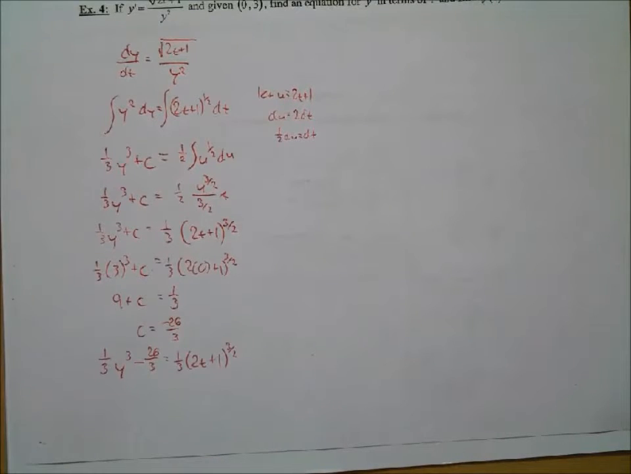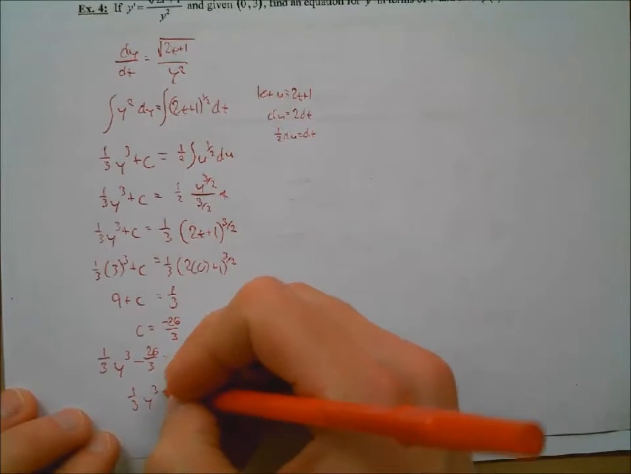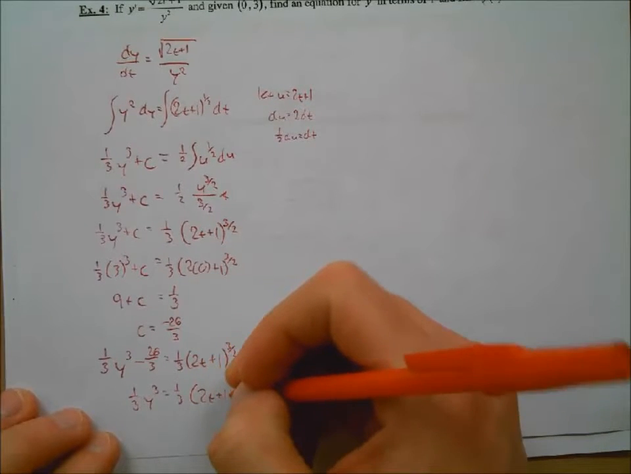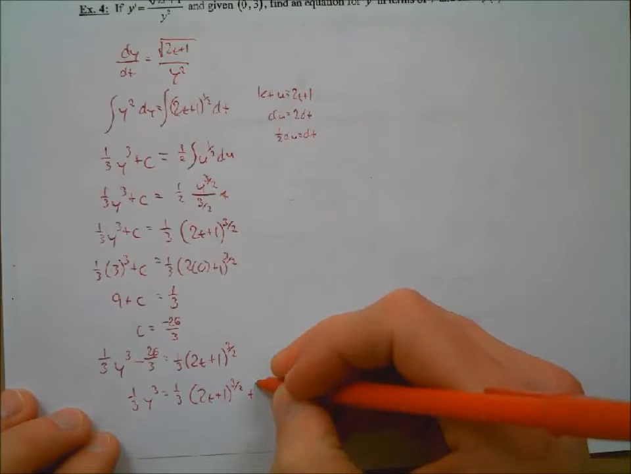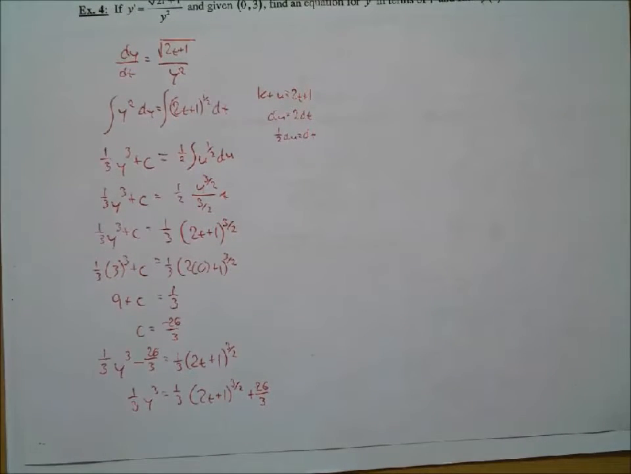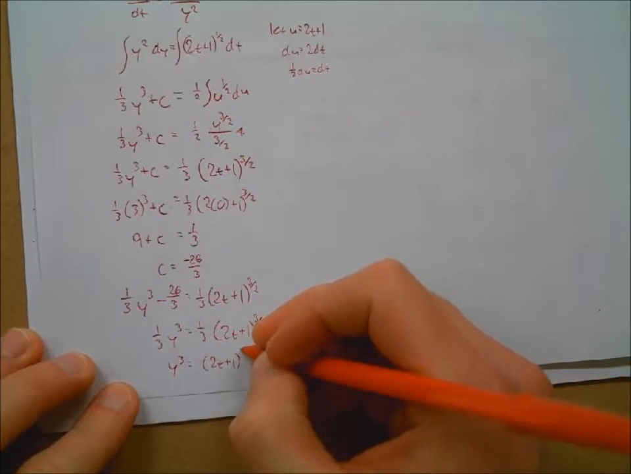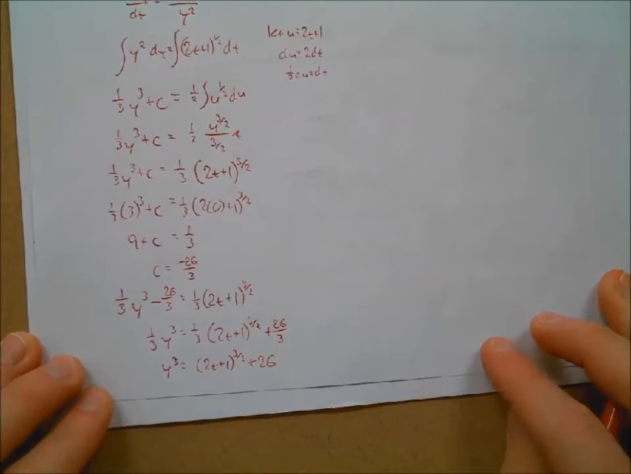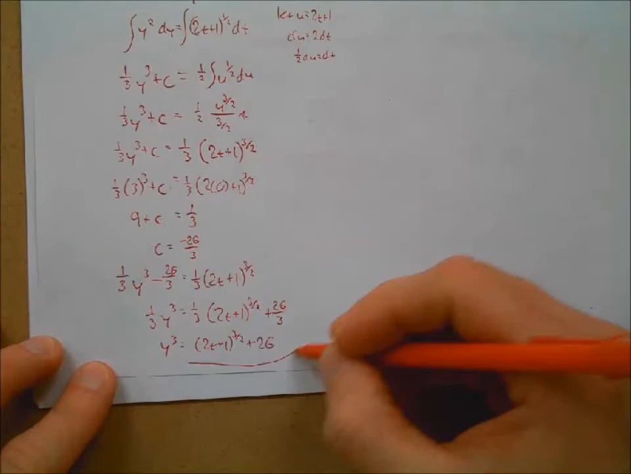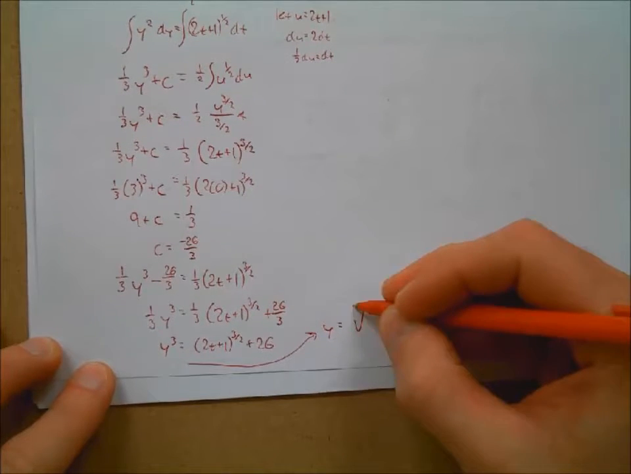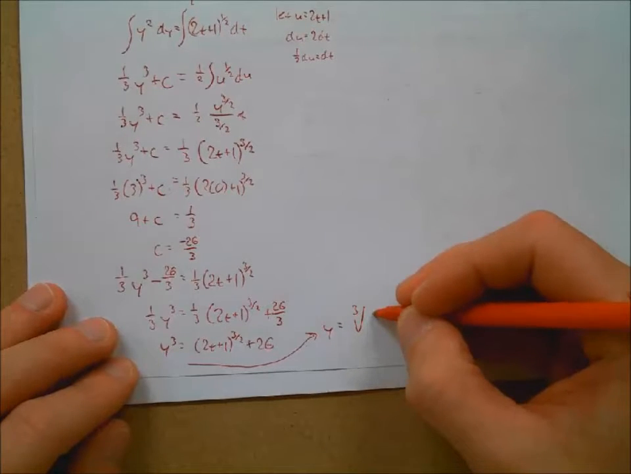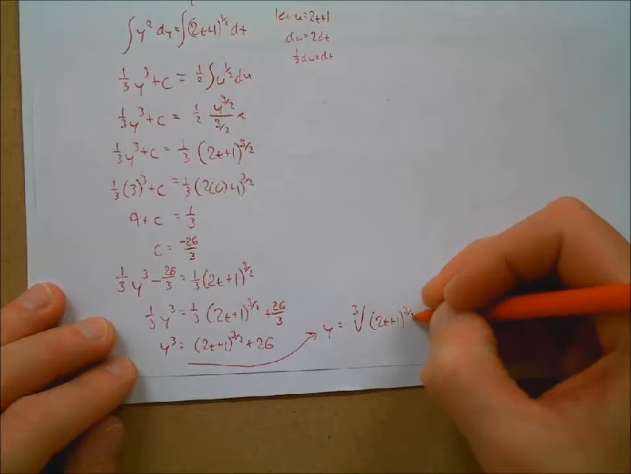Okay. All right. How shall we proceed from here? What should we do next? Add the 26/3 over. Okay. Then multiply through by 3, so you end up with y cubed equals just (2t plus 1) to the 3 halves plus 26. And then finally, cube root. Thanks. Cube root of the quantity (2t plus 1) to the 3 over 2 plus 26.